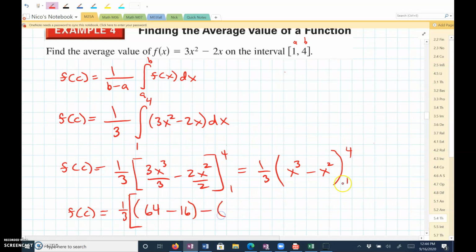Minus, now let's do 1. 1 cubed would be 1 minus 1 squared would be 1. So this is going to be 1/3 times 48. And 1/3 of 48 would be 16. So the average value, which would be the average height of the rectangle, would be 16.